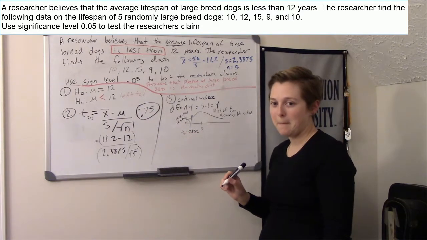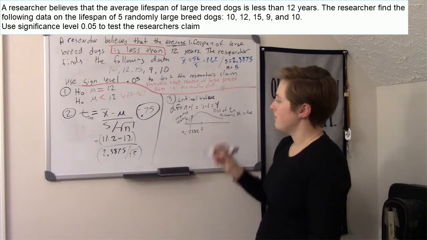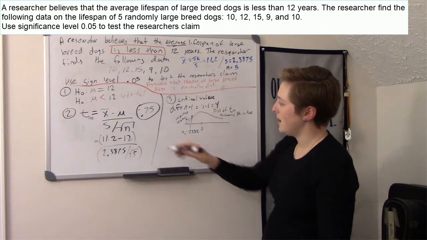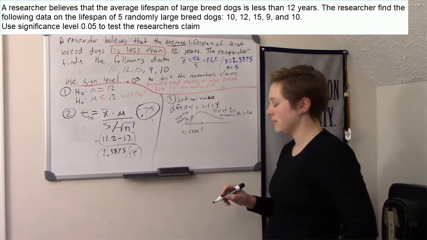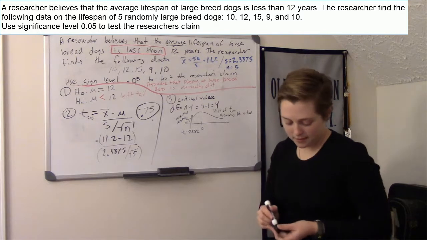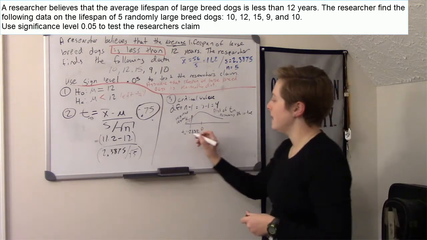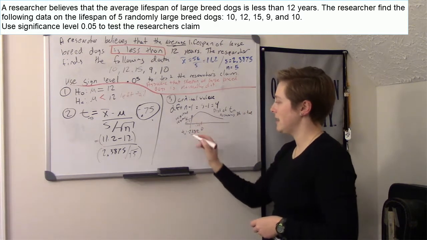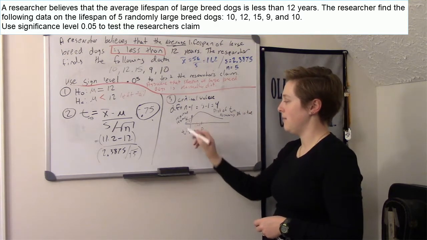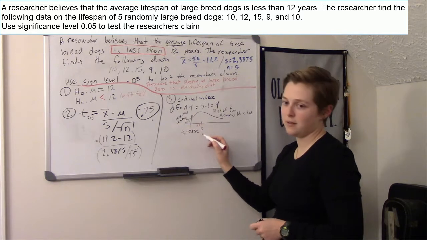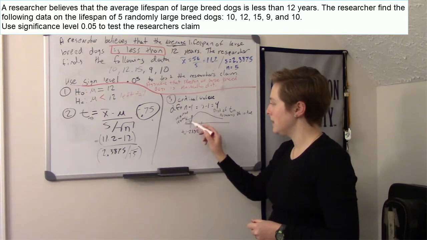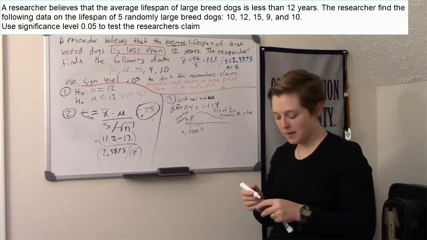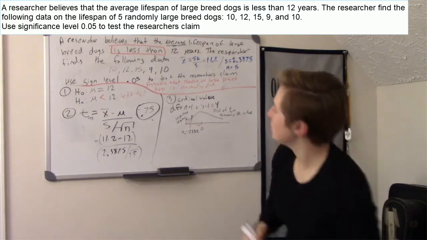Make sense? Okay. So is my test statistic in the rejection region? No. Right, it's not. This is negative 0.75. It's not beyond negative 2.132, right? It's not over here. Alright, so then I'm ready to write my conclusion.